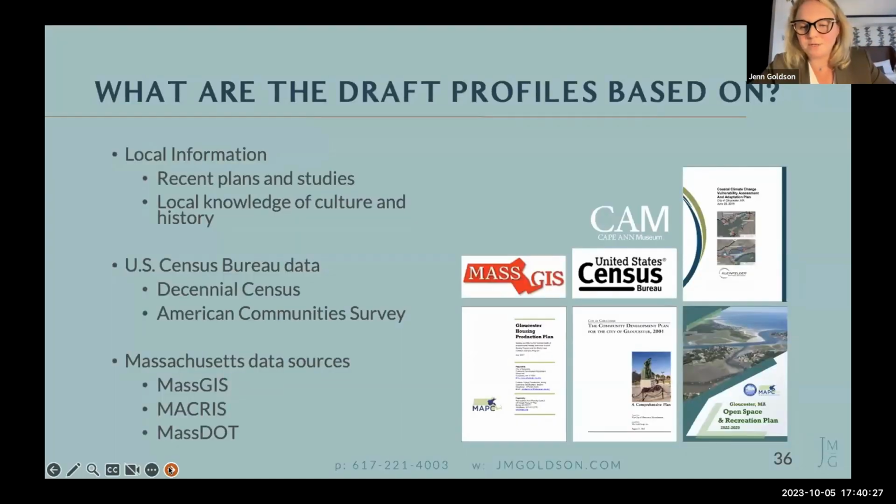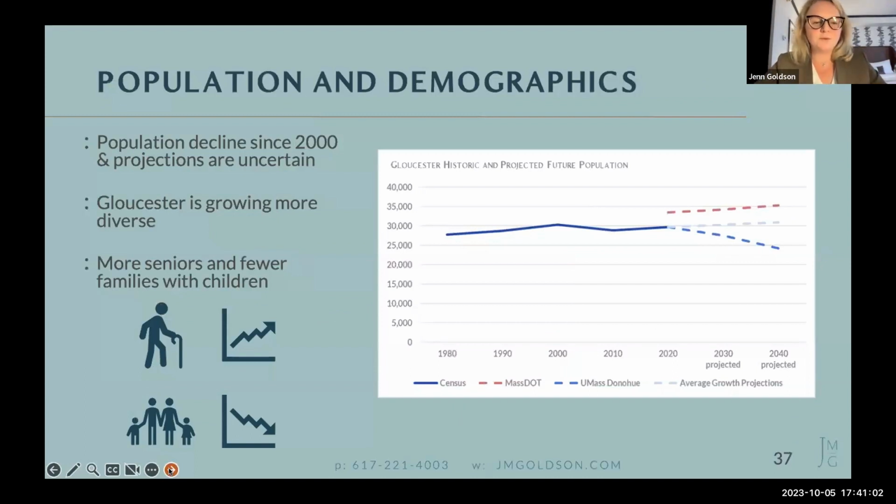And so you might wonder where we got our information from. We looked at your recent plans and studies, and those findings are integrated into the analysis. We also used a few different data sources from the US Census Bureau, as well as Massachusetts specific data sources that we've listed here. And then city staff also provided us with other local data and resources to add to these other pieces. All right, so let's get into some of this.